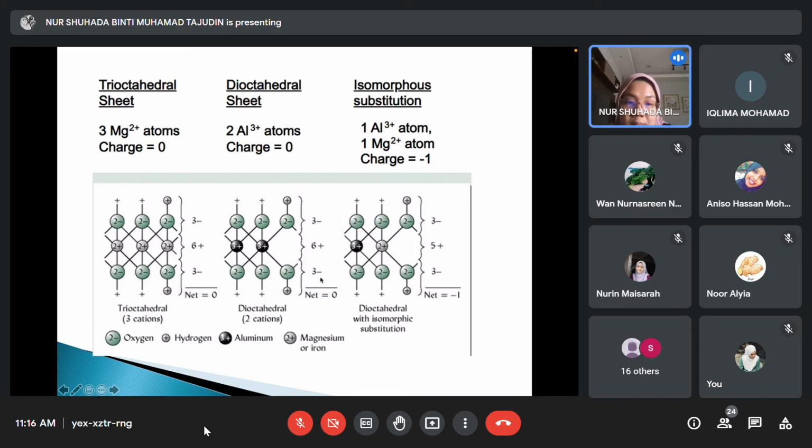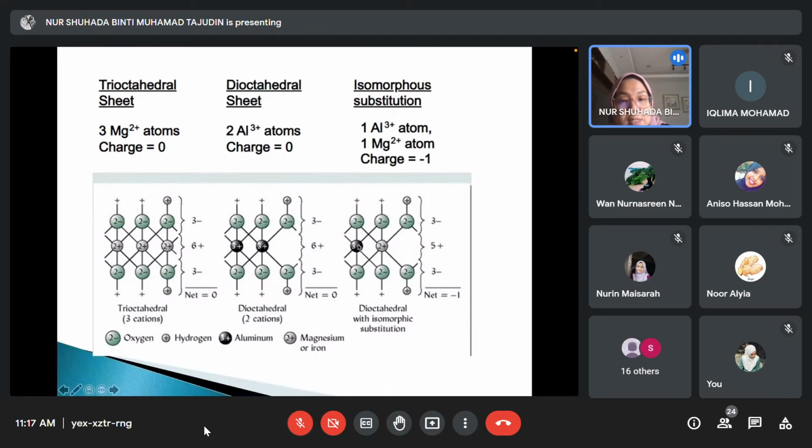So in total it doesn't have any negative charge given, but if it is substituted, one is aluminum and one is isomorphously substituted by the magnesium here, then it doesn't satisfy 1 because it becomes 3 plus 3 plus 2 plus, which is 5 plus.